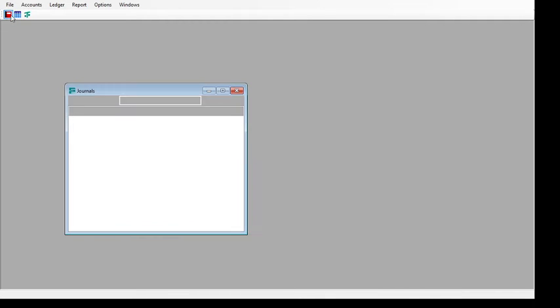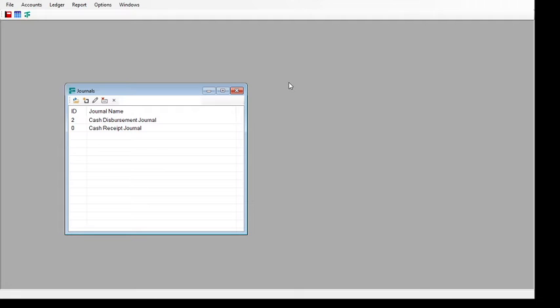I am going to make journal entries to record my disbursement for my expenses. So I will open my journals, which shows my available journals. I have two: cash disbursement journal and cash receipt journal. I will choose the former, open it.